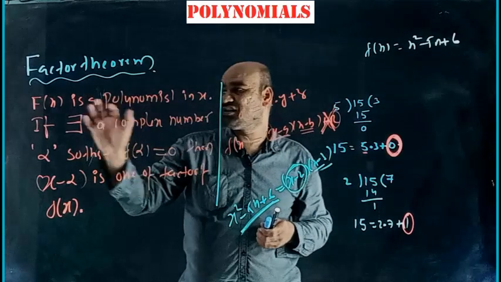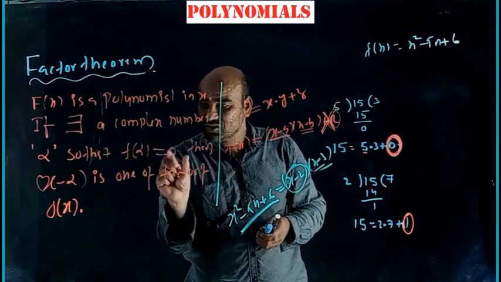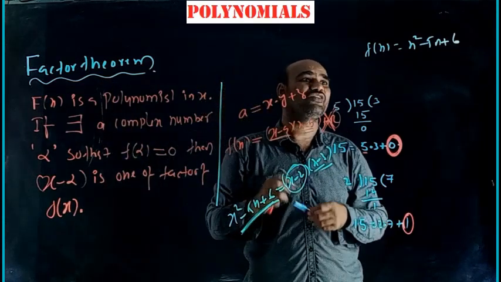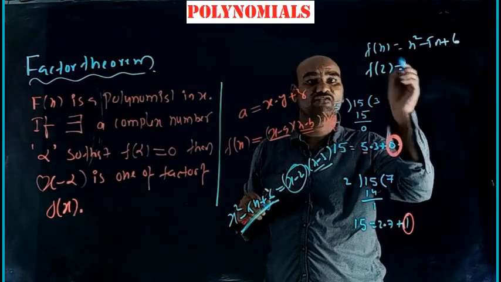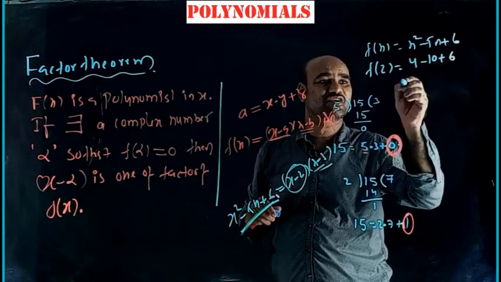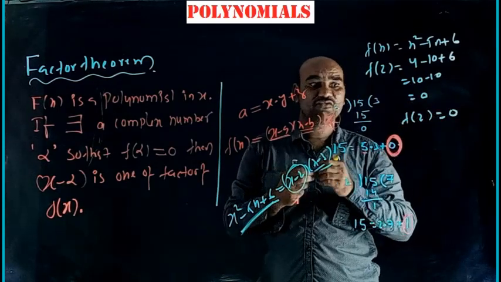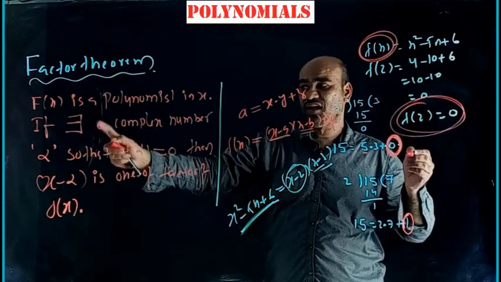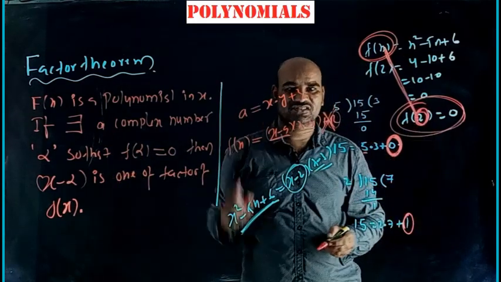What factor theorem is saying is that f of x is a polynomial in x, if there exists a complex number alpha so that f of alpha equal to 0, then x minus alpha is one of the factors of f of x. Just f of x is taken as x square minus 5x plus 6 here. Just to find f of 2 value, 2 square 4, 5 2s are 10, plus 6, 6 plus 4 is 10, 10 minus 10 is 0. What you got here? f of 2 equal to 0. According to factor theorem, x minus 2 is one of the factors of f of x.